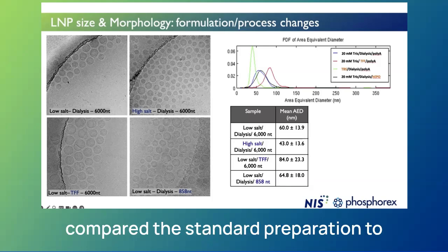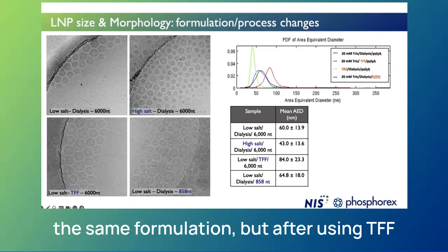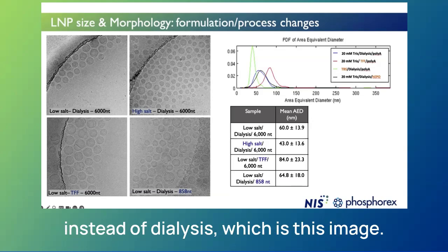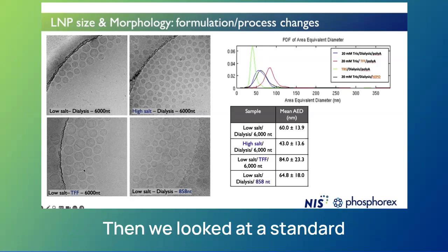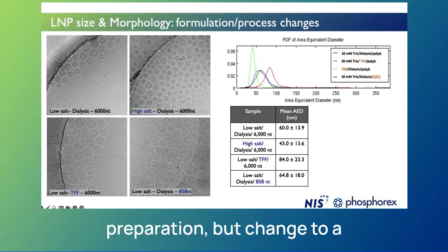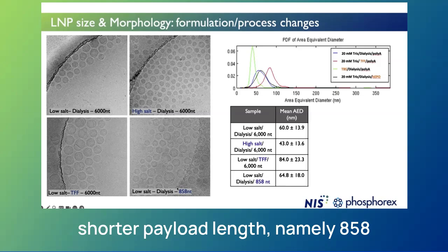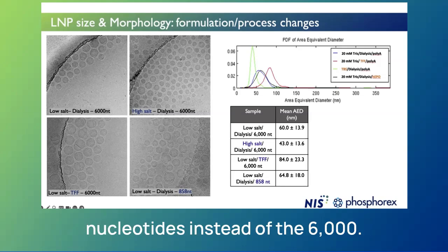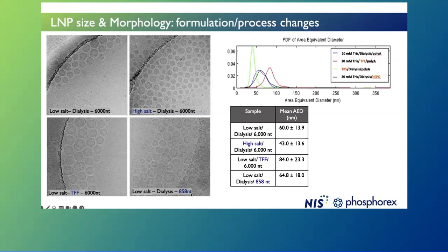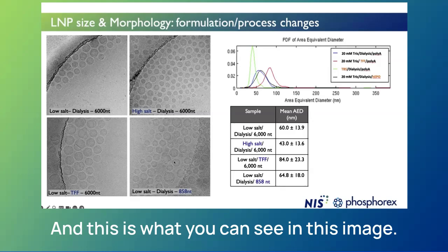And we compared the standard preparation to the same formulation, but after using TFF instead of dialysis, which is this image. And then we looked at a standard preparation, but changed to a shorter payload length, namely 858 nucleotides instead of the 6,000. And this is what you can see in this image.